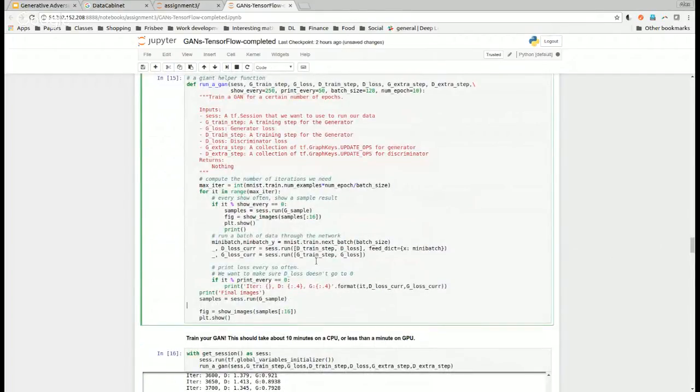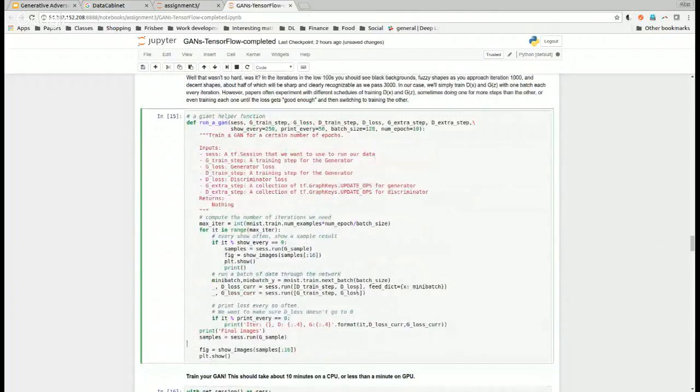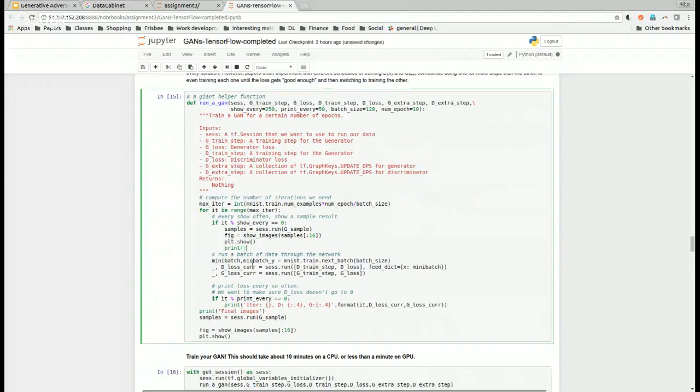It would just be having the training. I mean, this is the training loop for the discriminator and generator optimizer. This is just saying every 50 samples or whatever, then show some examples, and then output the loss.